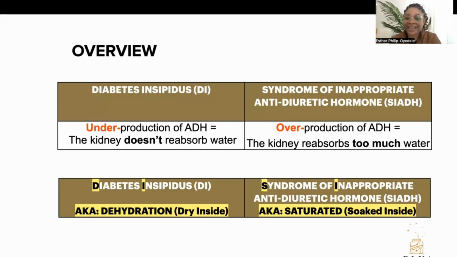SIADH, on the other hand, S stands for saturated. I'm not dehydrated like DI. I'm saturated with water, because this time, too much ADH is telling my kidney to hold on to water. So I end up being saturated with water. Again, SI means soaked inside. I'm saturated with water, so I'm soaked up with water on the inside.